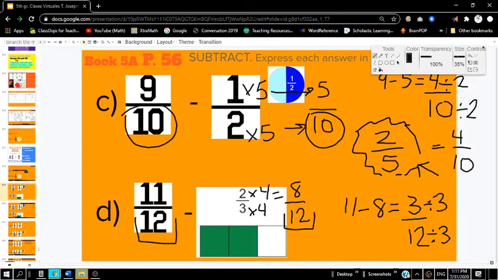3 divided by 3 equals 1, and 12 divided by 3 equals 4. So 1/4 is your final answer.